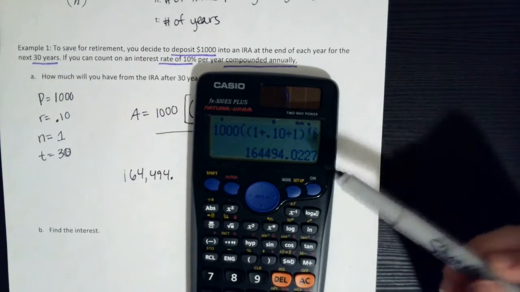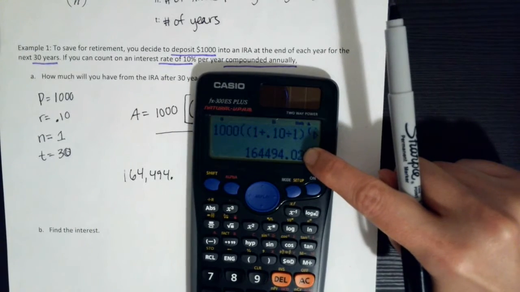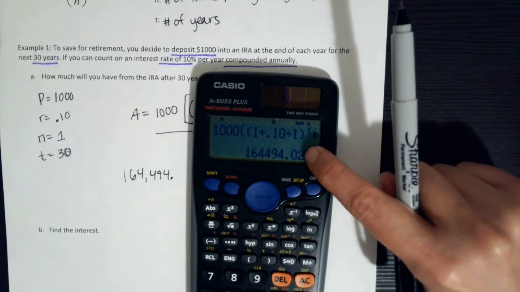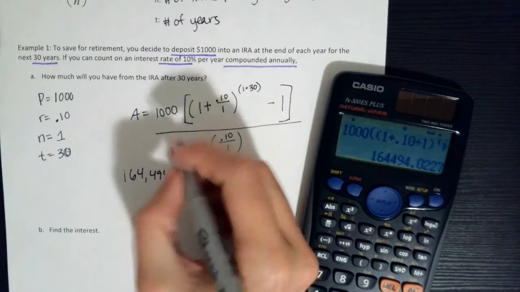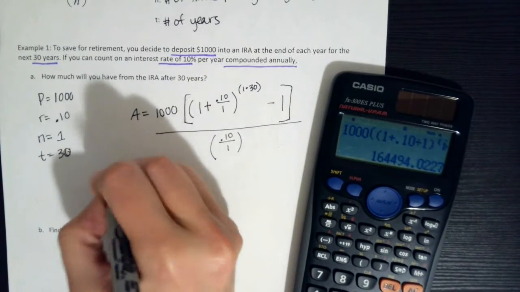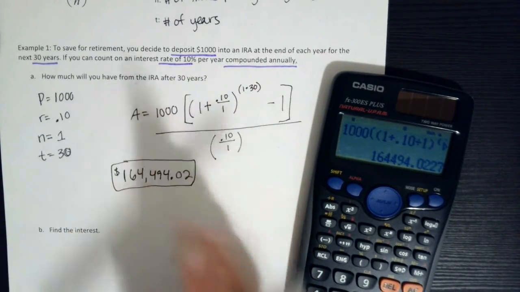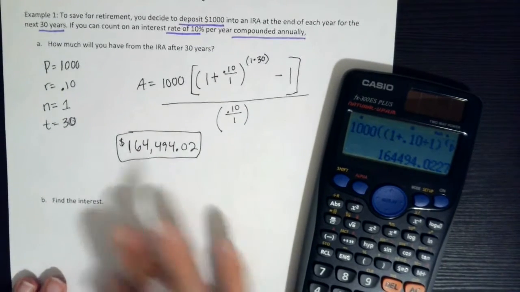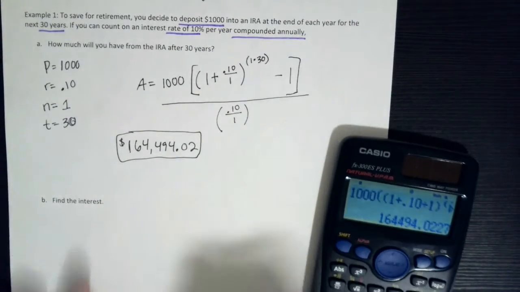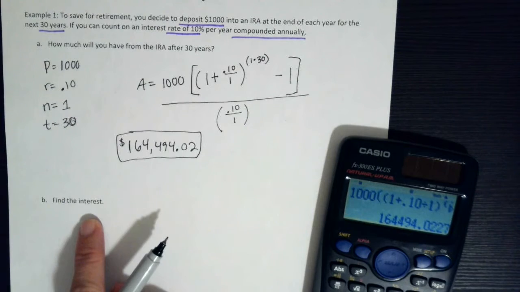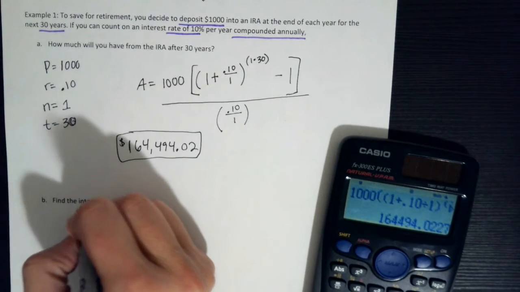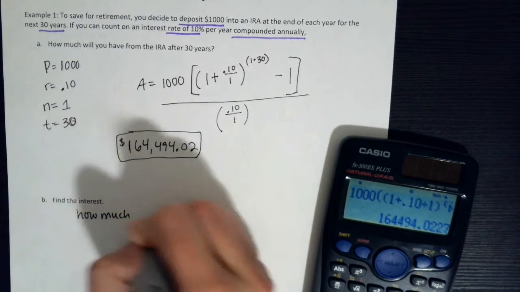164,494. And remember, we're going to round to 2 decimal places because it's money. So I'm going to look at the number after the 2. It's a 2, so this will stay 0.02. So this is how much money I'm going to have in my retirement account. And then the next problem says find the interest. So if you're looking for the interest in a bank account, you need to figure out how much did you put in yourself first.